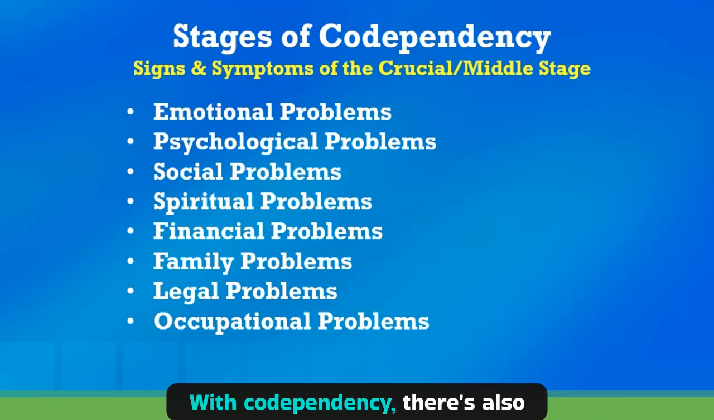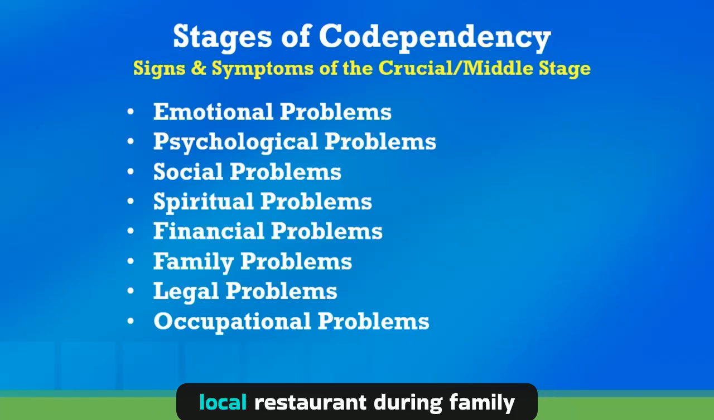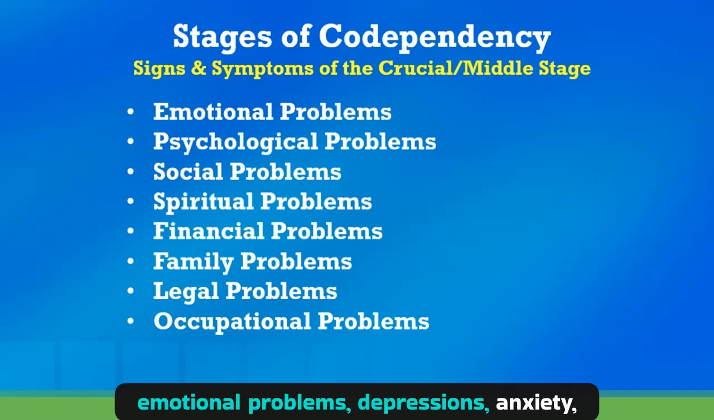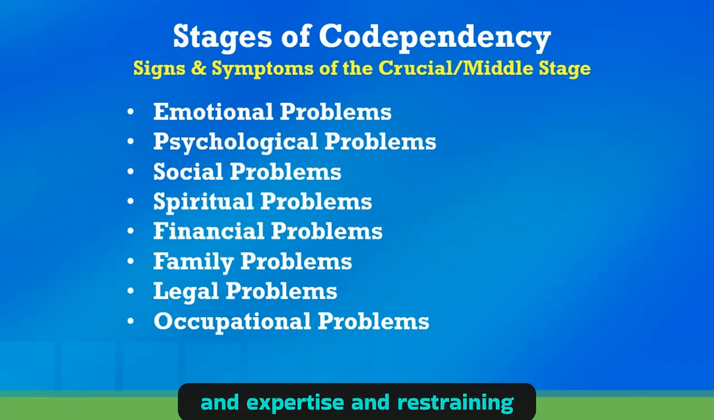With codependency, there are also family problems and social problems, the codependent having to screen all the calls to decide which invitations to accept, just to make sure that we don't choose to go somewhere where the addictive behavior is tolerated. And so friends can get snubbed and feel bad, or other social problems, embarrassments at the local restaurant during family night, and those kinds of things. Financial problems, of course, emotional problems, depressions, anxiety, legal problems, domestic disputes and ex partes and restraining orders.